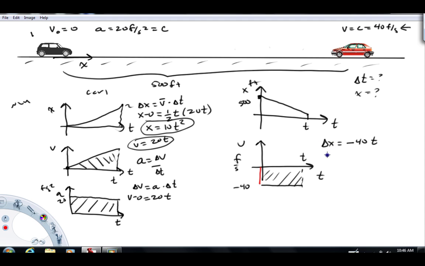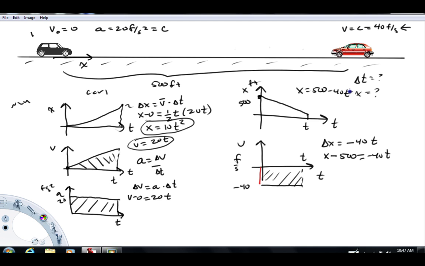Now, delta x is x final minus x initial, so this is going to be x minus 500 equals negative 40t. It's pretty easy to solve that for x. X is going to equal 500 minus 40t. So we now have velocity and position equations for both cars.